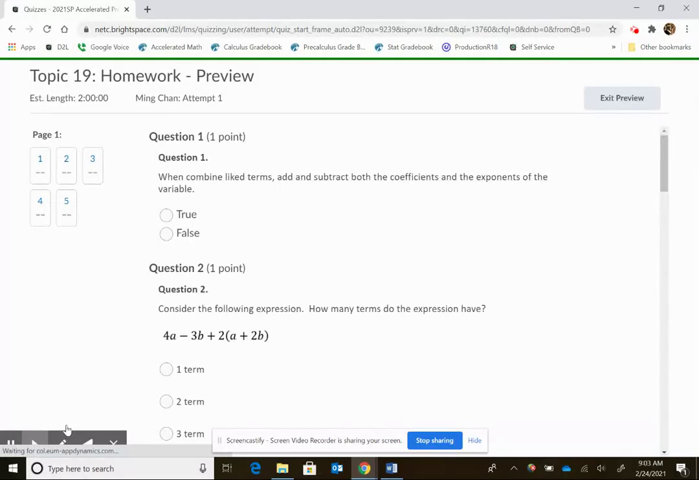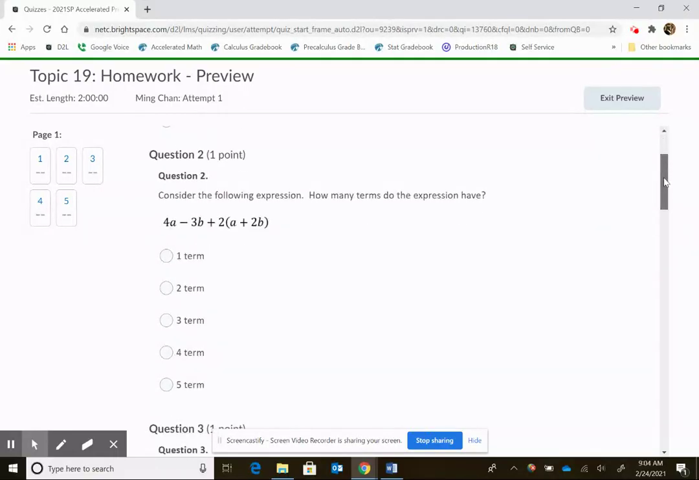Okay. All right. When combining like terms, we're gonna add and subtract both the coefficient and the exponent of the variable. True or false? False, right? Because when combining like terms, we only add and subtract coefficients and do nothing with the exponent. So that'll be false. All right.